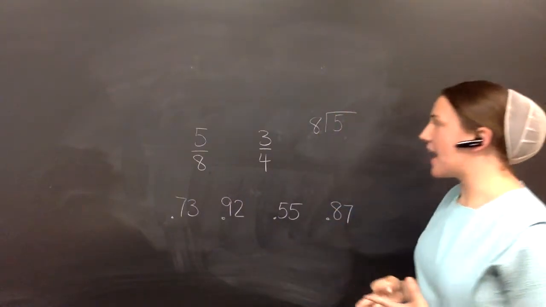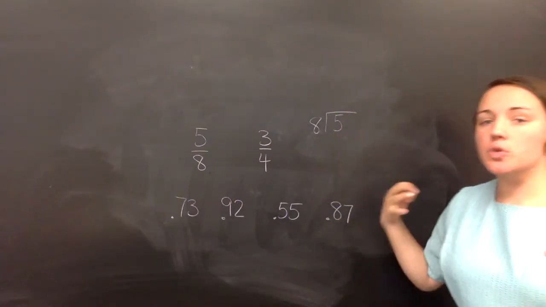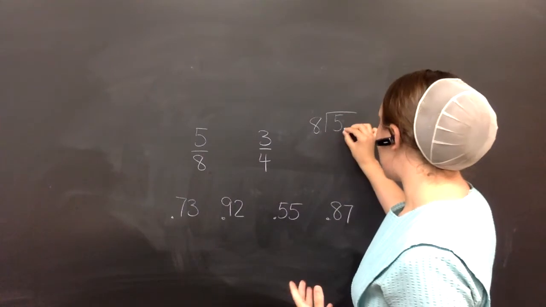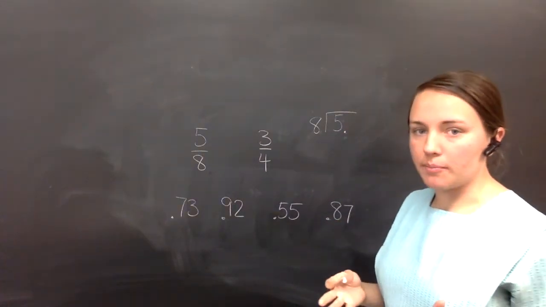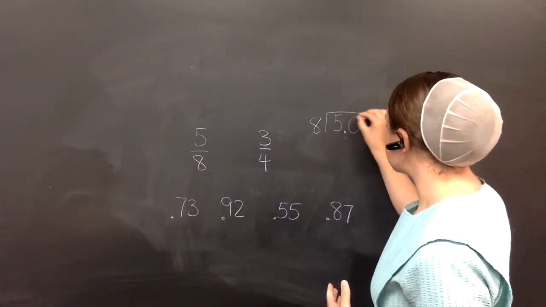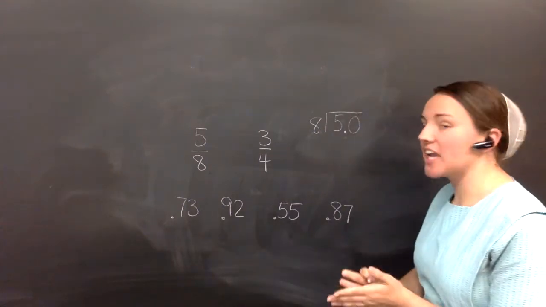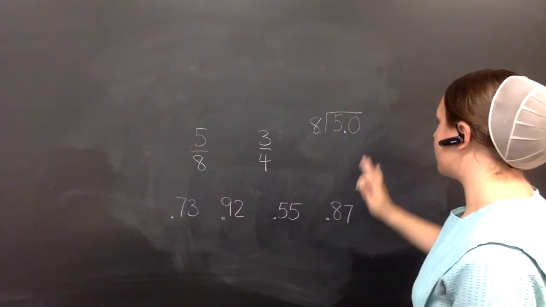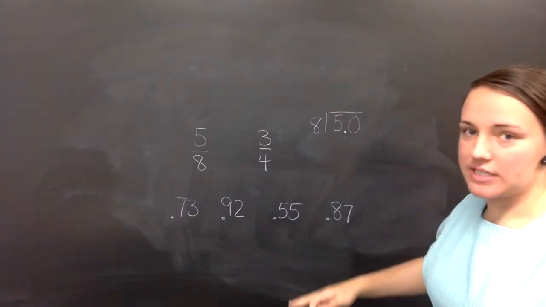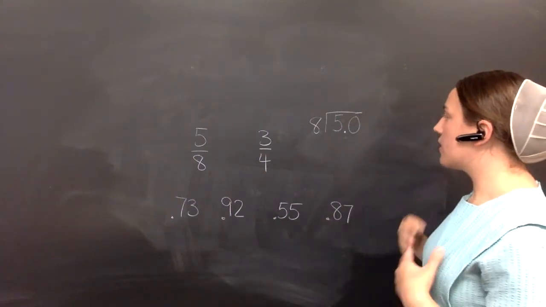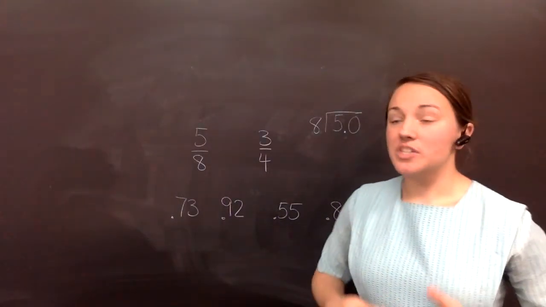Now, as you can see again, we cannot take 8 into 5, so we're going to have to annex a 0, add a decimal point after the whole number, and annex a 0. Remember, it does not change the value of the dividend if we add zeros after the decimal point. So now we're going 50 divided by 8, which is 6.